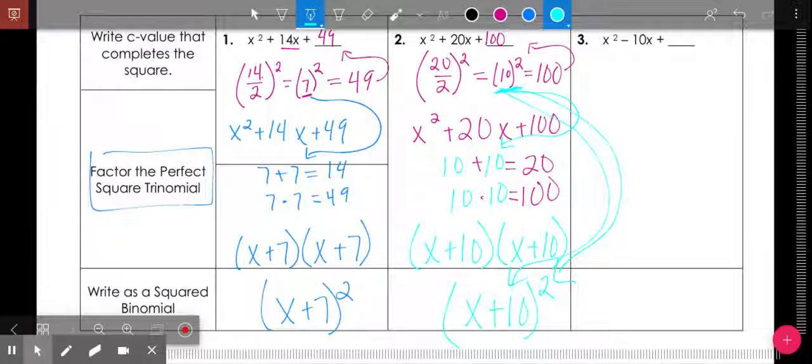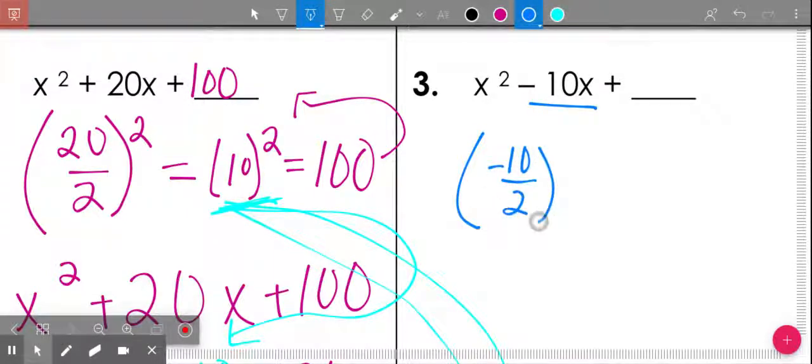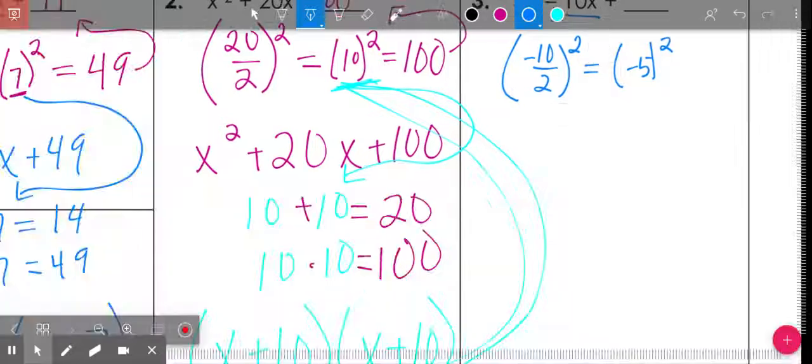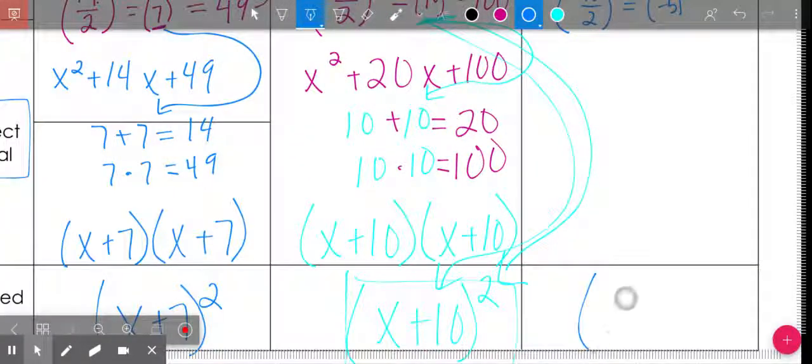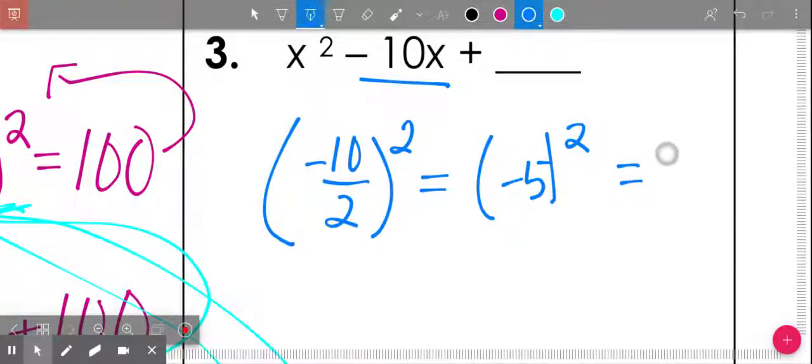Okay, so thinking of that, we've got x squared minus 10x. We want to create our binomial squared. So we're going to start with our b value. We're going to have negative 10 divided by 2 squared. Well, negative 10 divided by 2 gives me negative 5 squared. Some of you are going to be comfortable with jumping down here and writing this as x minus 5 squared, and that is okay. I'm going to show you all the steps in between, just because you know I like to do that. So negative 5 squared gives me 25.